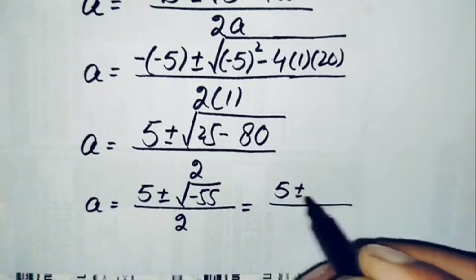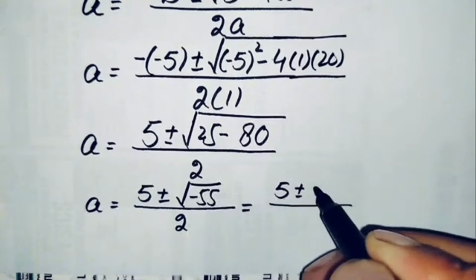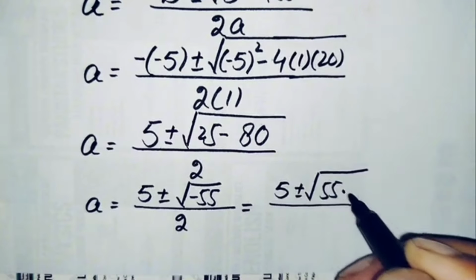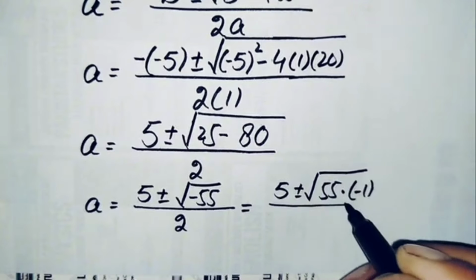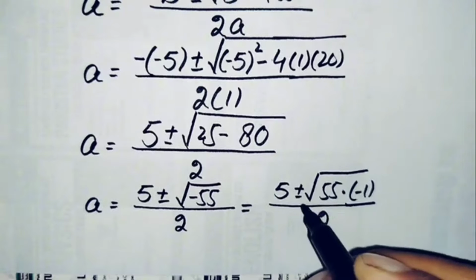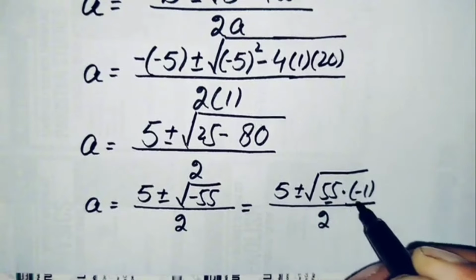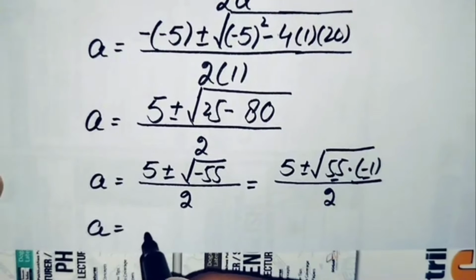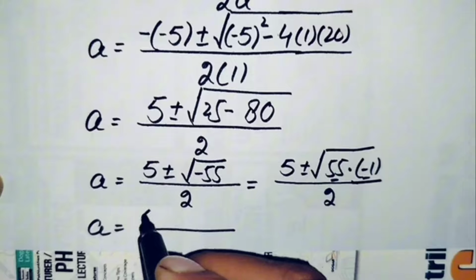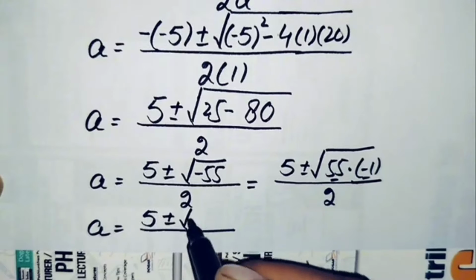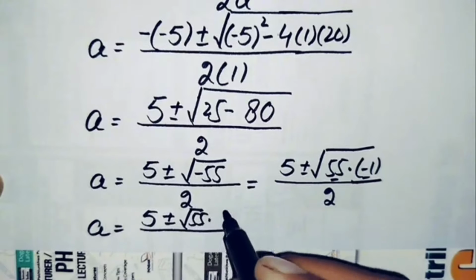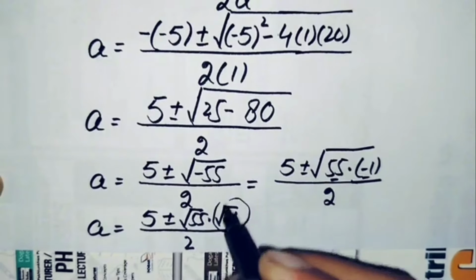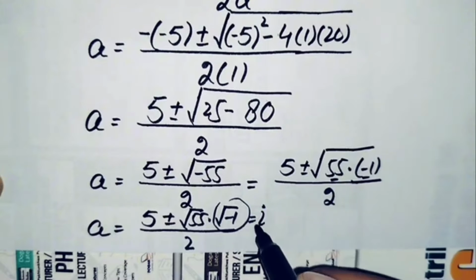And this we can further write as 5 plus minus, we can write square root of minus 55 as square root of 55 times negative 1, divided by 2. Now next we will split this square root over 55 and negative 1. So this will become a is equal to 5 plus minus square root of 55 times square root of negative 1, divided by 2. Now here square root of negative 1 is the complex identity i.